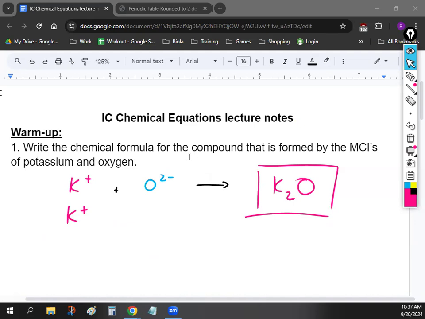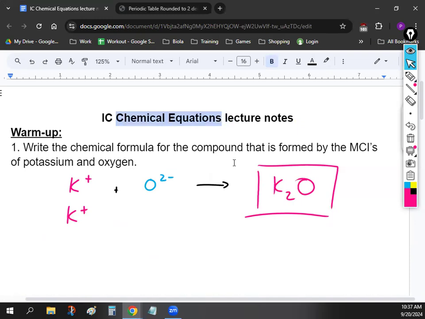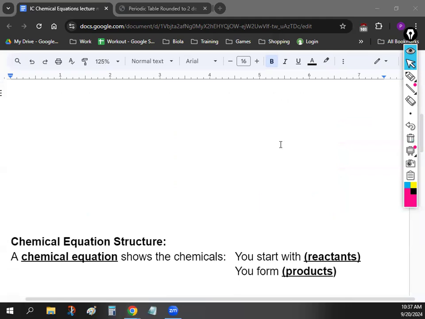Alrighty, guys. So today what we're going to be learning is how to write something called chemical equations. And chemical equations are basically how chemists communicate what happens when you mix chemicals together. So there's a very specific format that they follow. We're going to be using this format pretty much for the rest of the year. And so just make sure you're following along. If you guys have questions, let me know. Feel free to stop me, but let's get right into it.